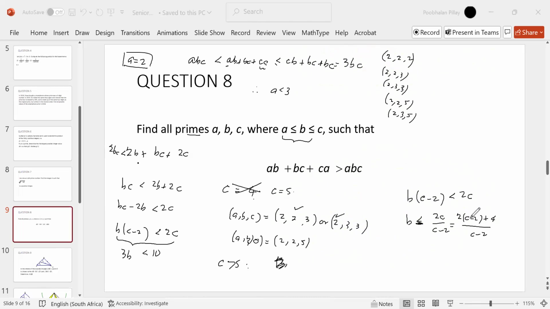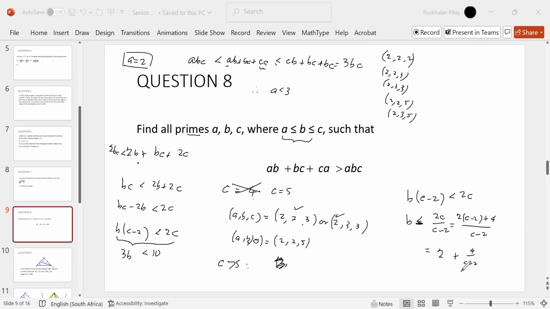I want to get a C minus 2 at the top there. 2C minus 4 plus 4 is 2C. So when I put this, then I'm adding minus 4, and I'm not allowed to do that. So I add 4 to balance this thing out. And then the right-hand side becomes 2 plus 4 over C minus 2.